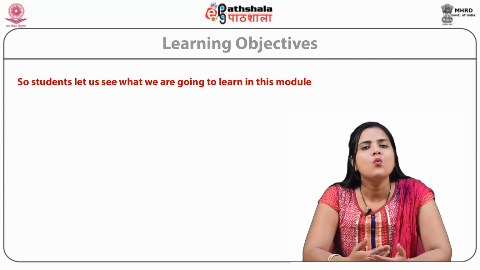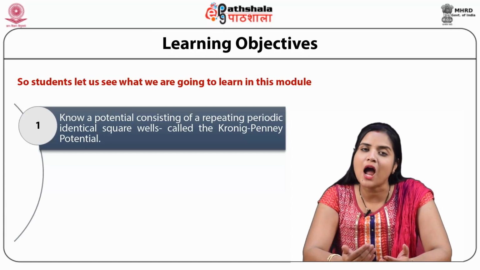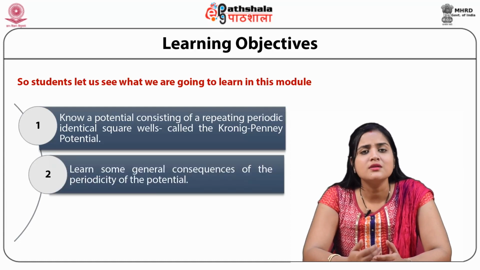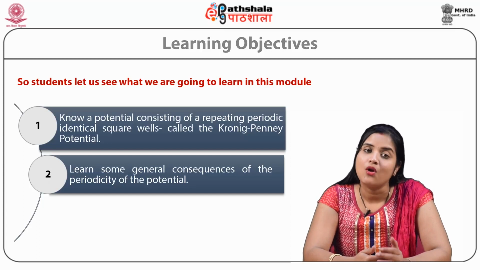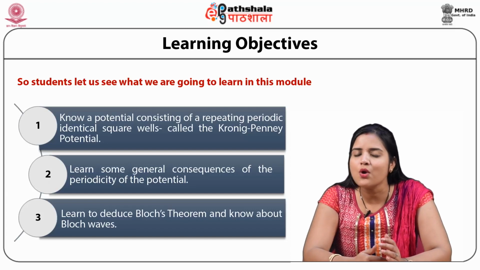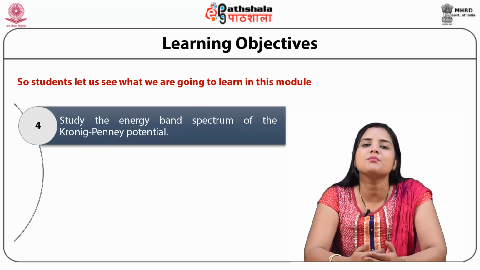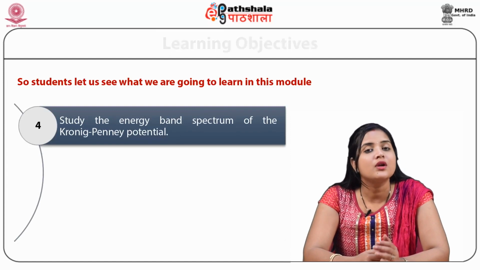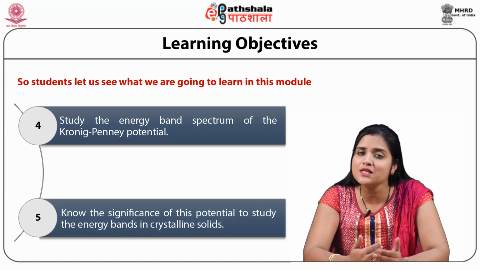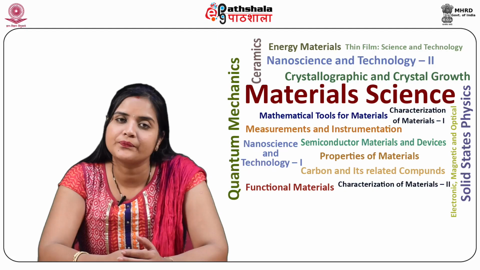In this module, we come to know of a potential consisting of repeating periodic identical square wells called the Kronig-Penney potential. We learn some general consequences of the periodicity of the potential. Also, we come to know how to deduce Bloch's theorem and know about Bloch waves. We study the energy band spectrum of the Kronig-Penney potential. We come to know the significance of this potential to study the energy bands in crystalline solids.